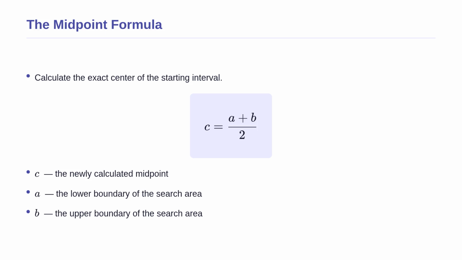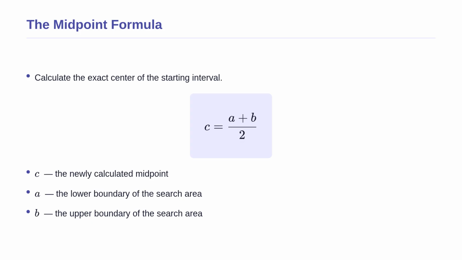So we know the root is trapped between A and B. How do we find it? We calculate the exact middle of our starting interval. This formula is as simple as taking an average. We add our lower boundary A and our upper boundary B together and divide by 2. This gives us C, our midpoint.